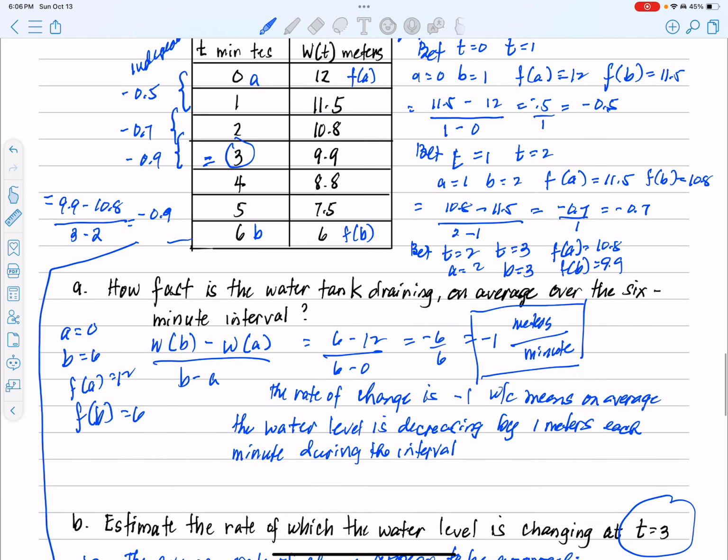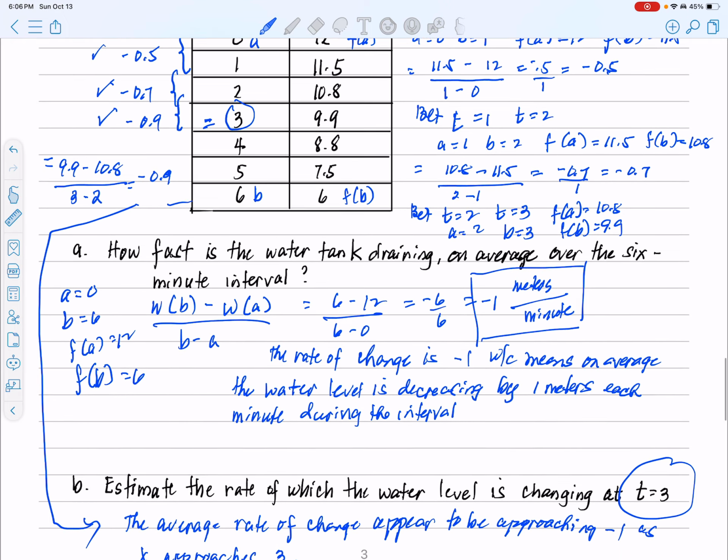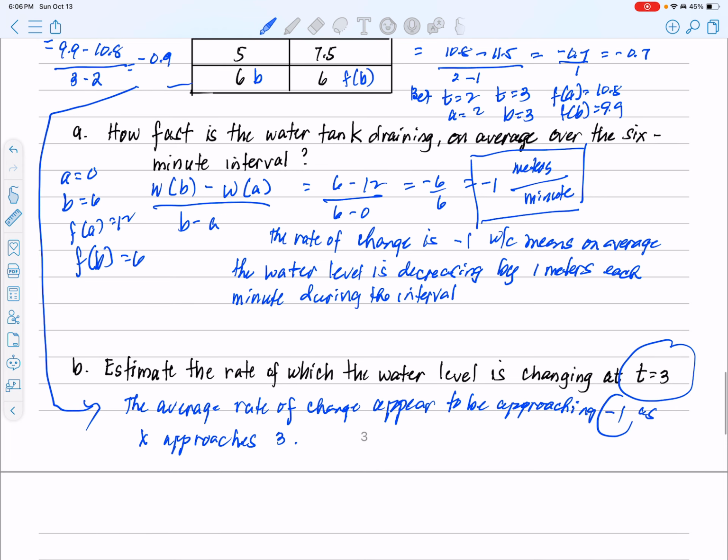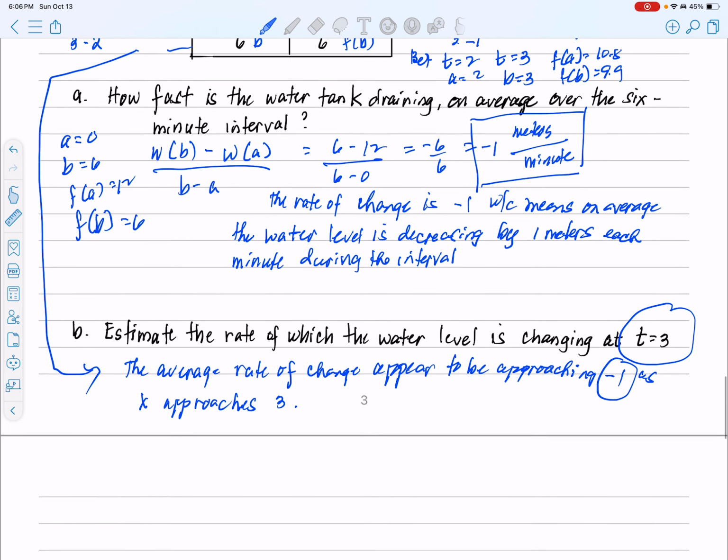Our value of x is 0, 1, 2. As the value of x approaches the point 3, that is the question asked in the problem, I showed you what happened to the rate of change as it goes closer to 3. And we come up with a negative 0.9, and that is approaching a negative 1. All right, when you round that off.